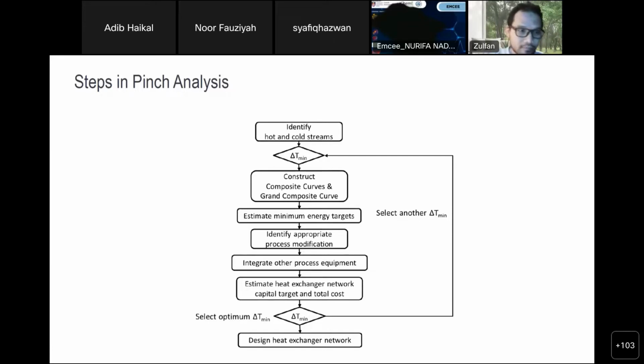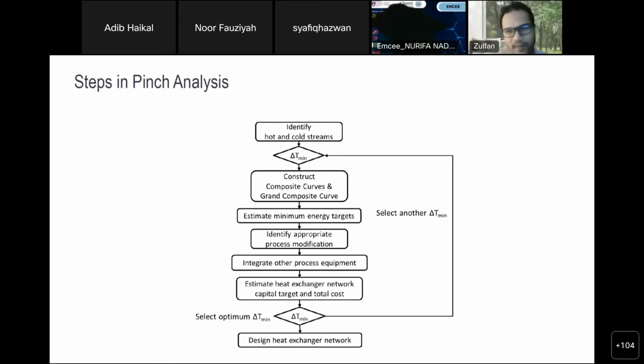And then once we get the target with the data that we have, we can identify any modifications that we think are reasonable to be applied, and put that into our mass and energy balance model, and make this composite curve or the targeting again, and see if it can reduce the energy target.